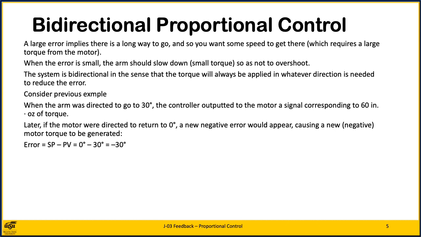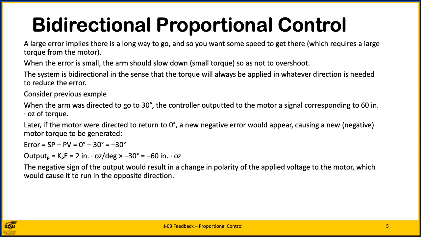The error is equal to SP minus process variable, which is equal to 0 minus 30 degrees, or minus 30 degrees. The output will be equal to 2 inch-ounces per degree times minus 30 degrees, or minus 60 inch-ounces. The negative sign of the output would result in a change in polarity of the applied voltage to the motor, which would cause it to run in the opposite direction. Thus, proportional control is capable of driving the arm in either direction.